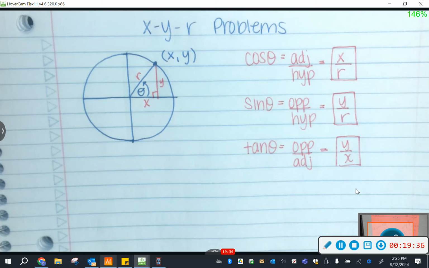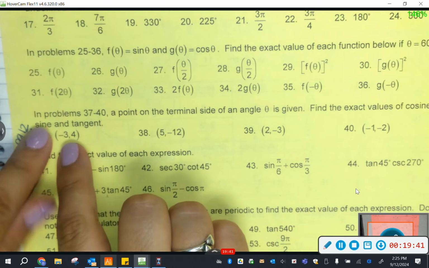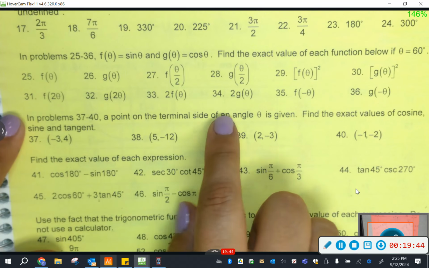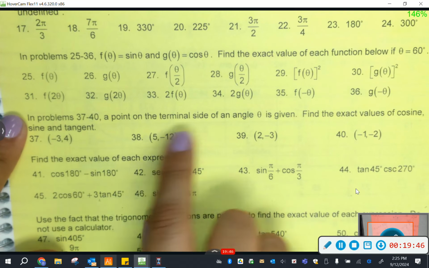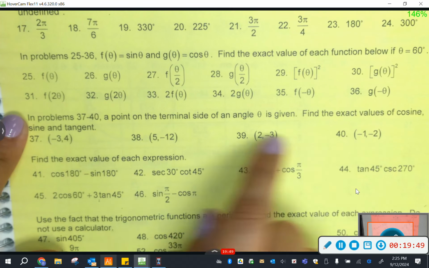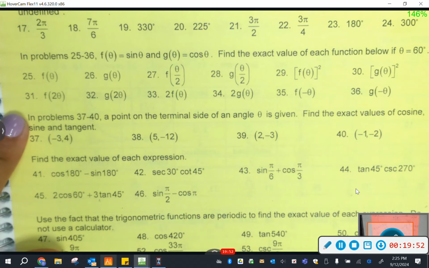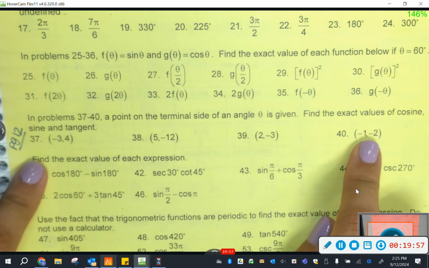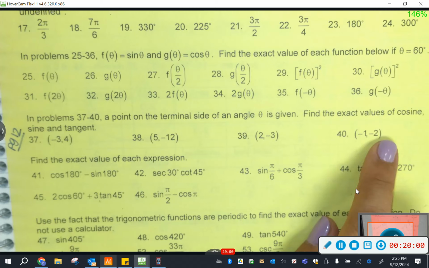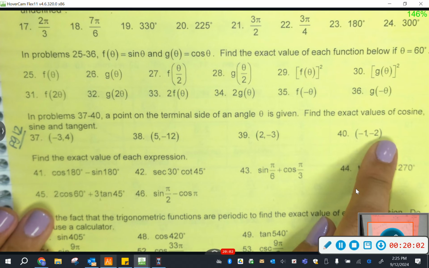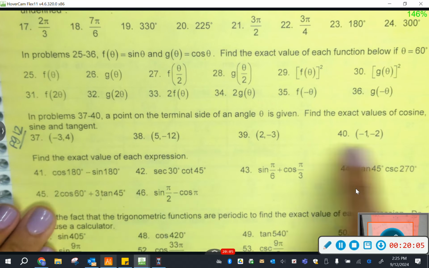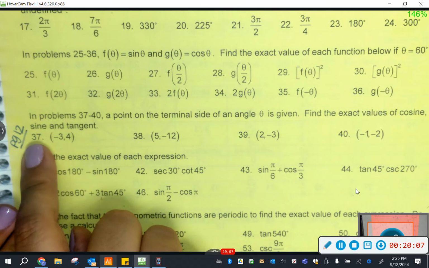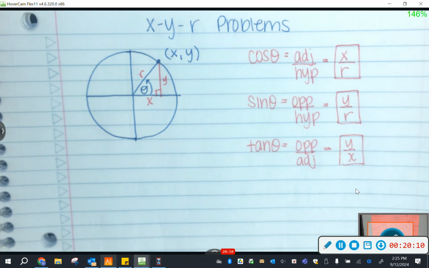If you look at your yellow page, these are what these examples look like, where I tell you a point on the terminal side of angle theta is given. Find the values of cosine. That's what this means. I'm giving you points that are not on the unit circle. Can you find the trig functions? That's when you would use this. So tomorrow, when y'all are in here, you are supposed to be doing homework up to number 40. You can do these. You're just using this page that we're doing right now.